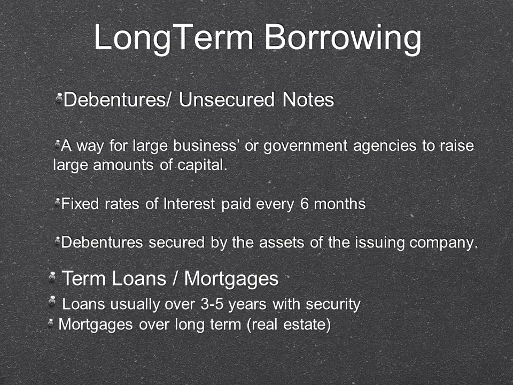Another way for business to get long-term borrowing is through loans and mortgages with the bank. Now, loans usually cover a 3 to 5 year period, and they must have security attached to them, which means that the business must put up maybe the assets of the business in order to secure the loan. Now, a mortgage would usually be based around real estate, buildings, and over a longer period of time, and the bank would lend the money to the business.